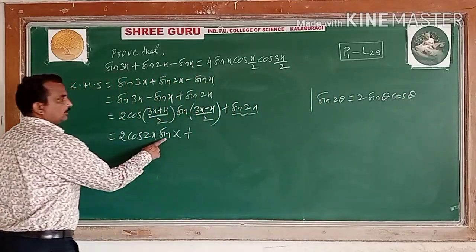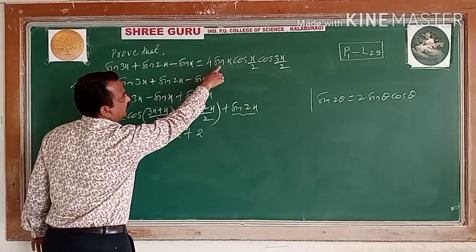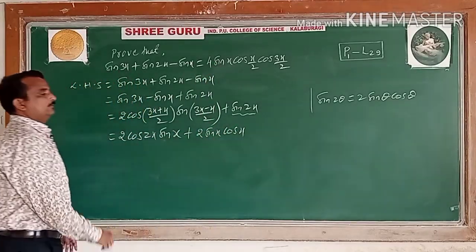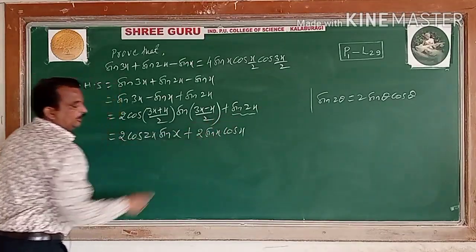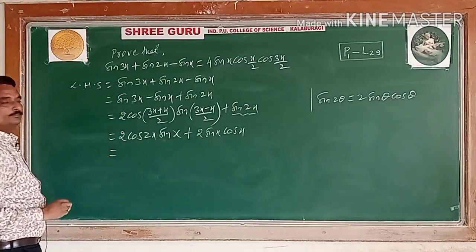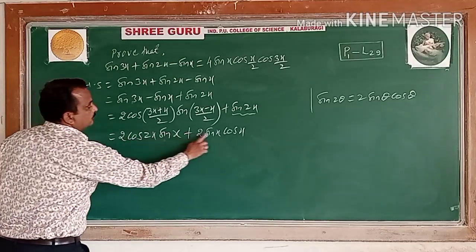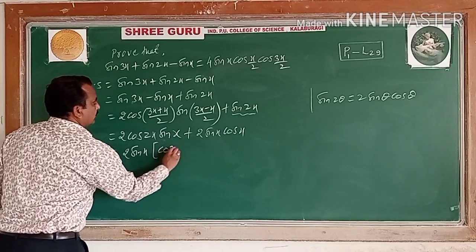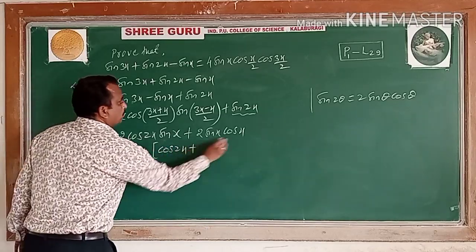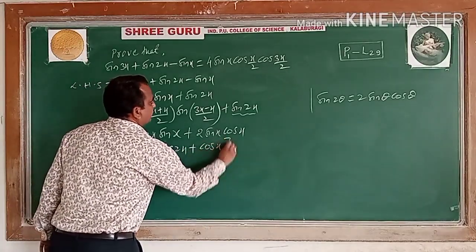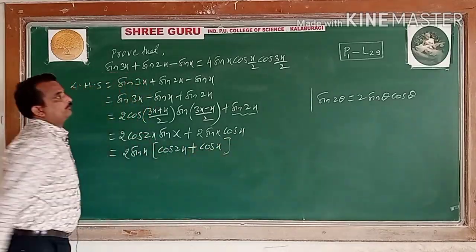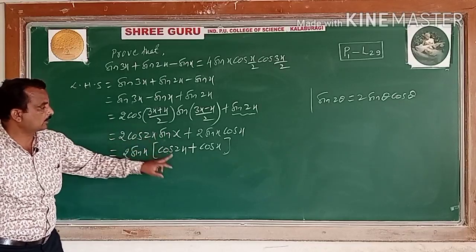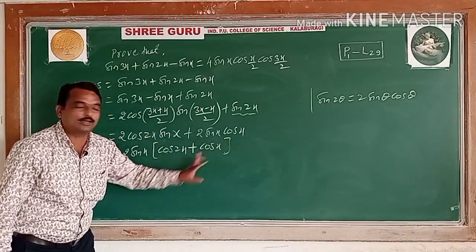You may write it here because one sin x is there, you want sin x also. So sin 2x is taken as 2 sin x into cos x. What is the common term? 2 sin x is common here. Let us take 2 sin x outside. What remained? Cos 2x plus cos x.